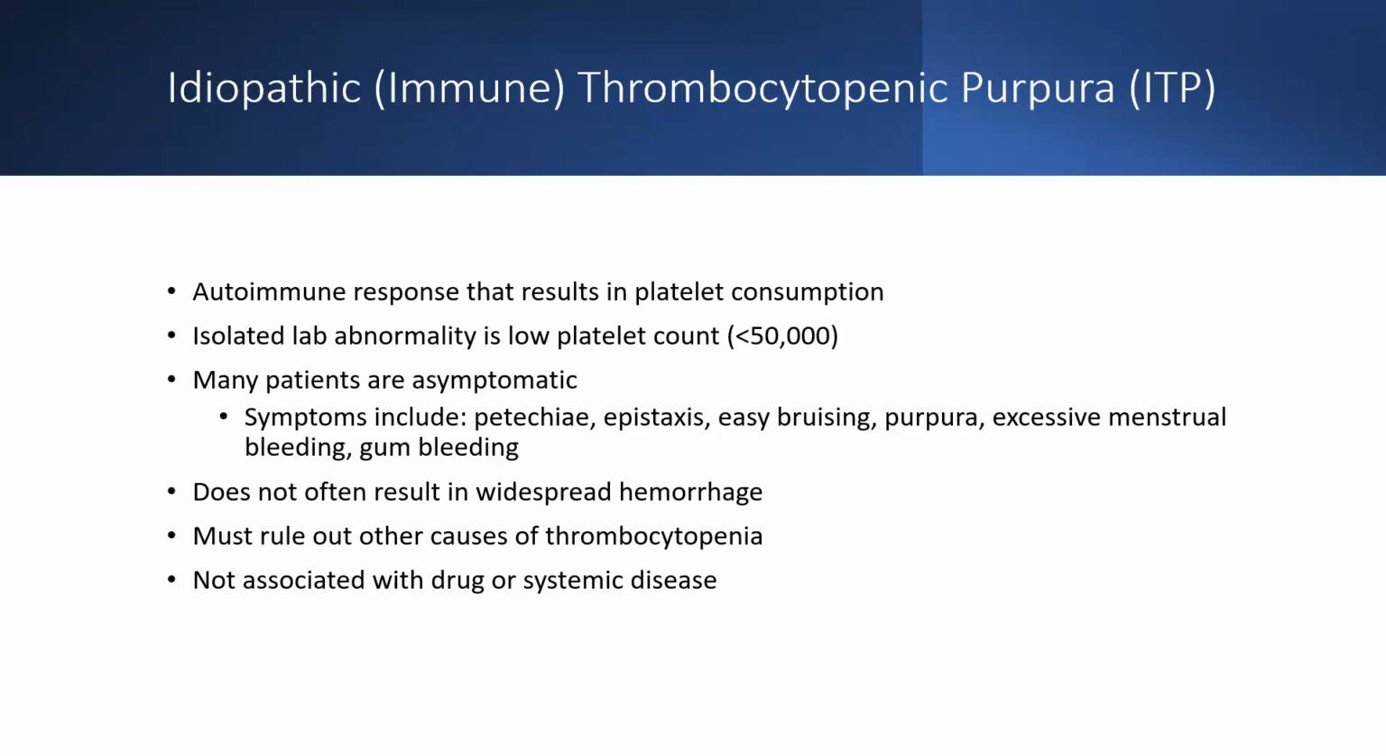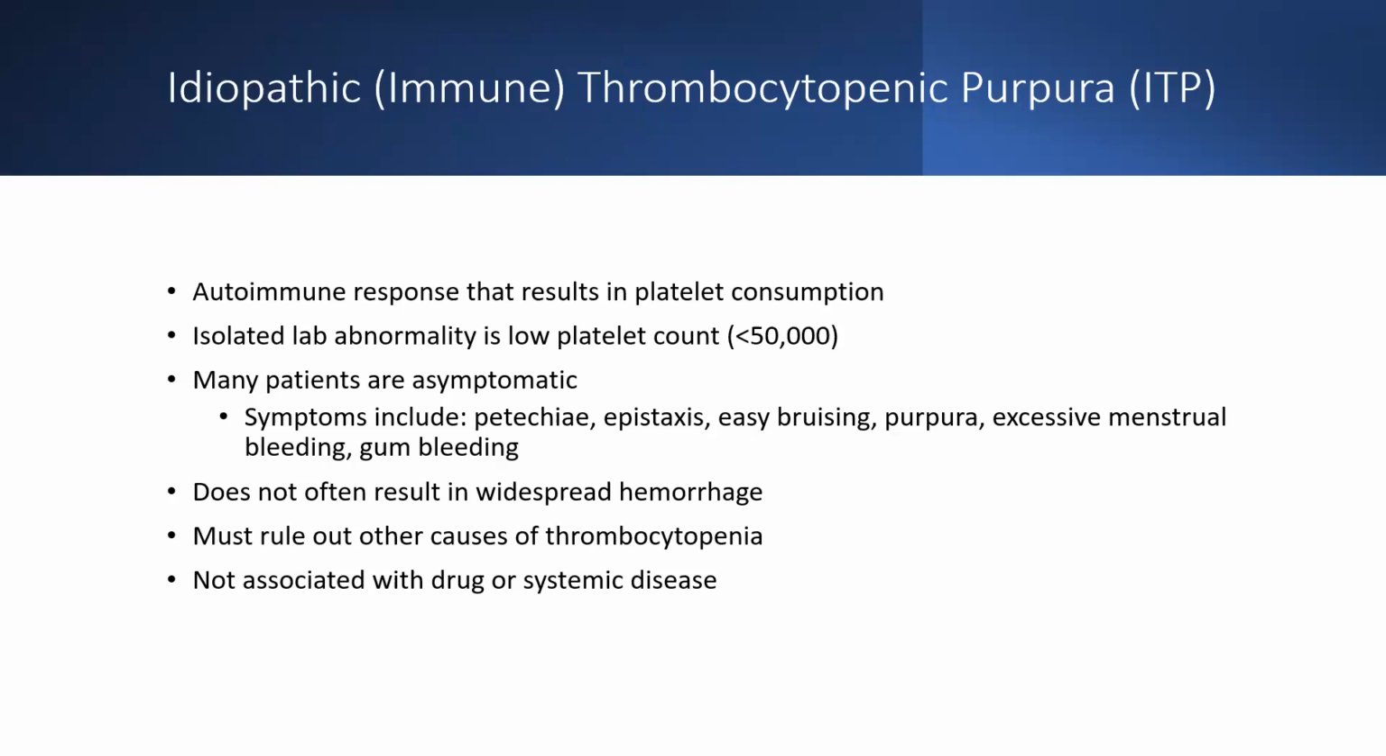Some patients are even asymptomatic, and often the symptoms are not wildly concerning, so patients may not get that kind of diagnosis early on. It rarely results in widespread hemorrhage. It's usually these annoying things that you see, like easy bruising, frequent nosebleeds, or gum bleeding. To diagnose ITP, you have to rule out everything else.